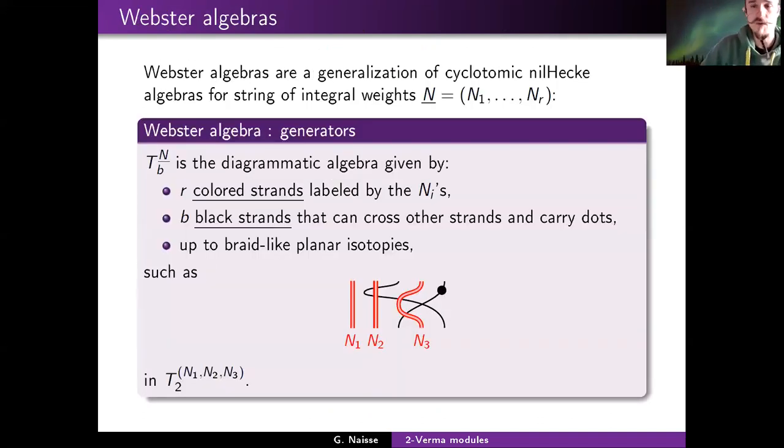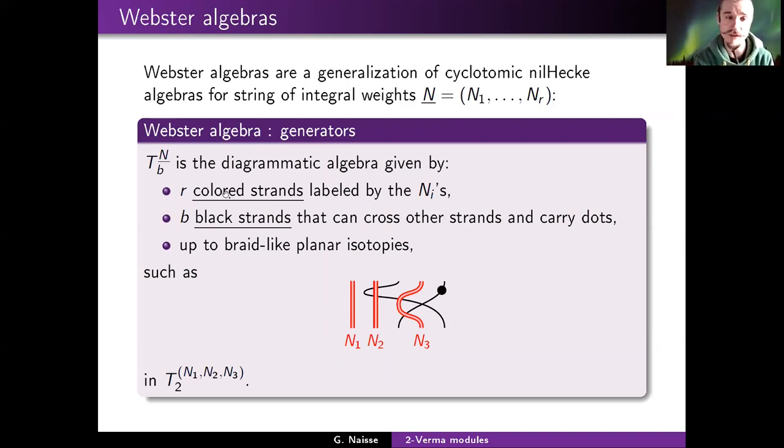And now, what Webster did was to construct a generalization of this cyclotomic nil-Hecke algebra, where now, instead of working with just one weight n, you have a string of non-negative integral weights. And so Webster's algebra is given again by looking at diagrams. But now what you have is r colored strands that I draw in red. And these colored strands are labeled by the weights that you fixed before. And also you put b black strands. And these black strands can cross other strands and carry dots.